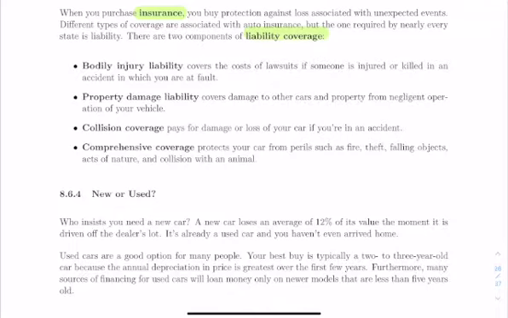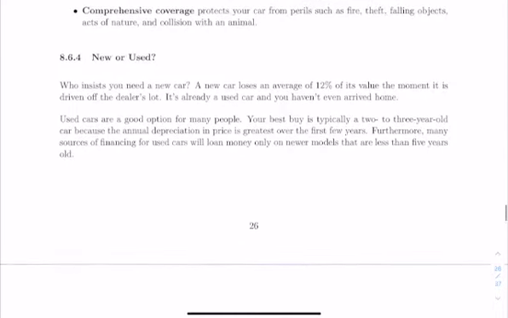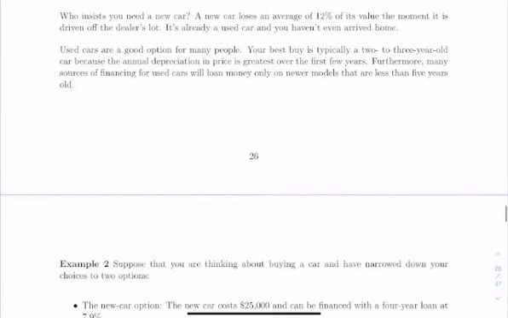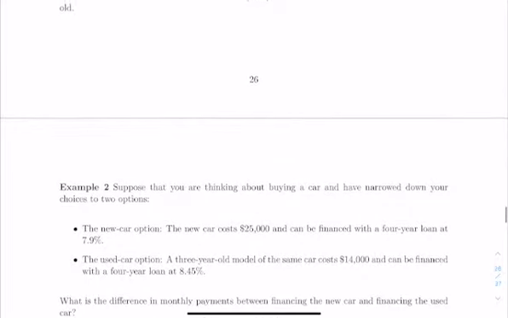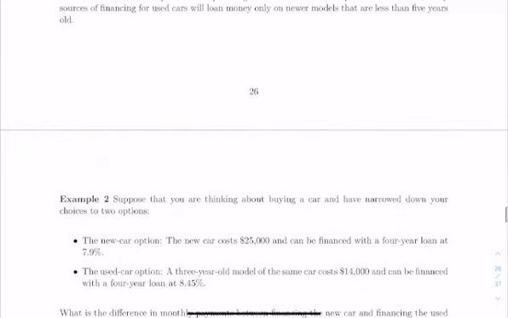Who insists that you need a new car? A new car loses an average of 12% of its value the moment it is driven off the dealer's lot. It's already a used car and you haven't even driven it home yet. Used cars are a good option for many people. The best buy is typically a 2 to 3-year-old car because the annual depreciation in price is greatest over the first few years. Furthermore, many sources of financing for used cars will loan money only on newer models that are less than 5 years old.